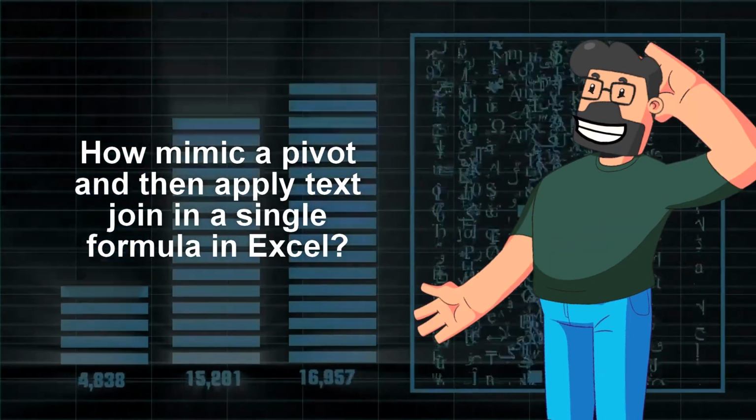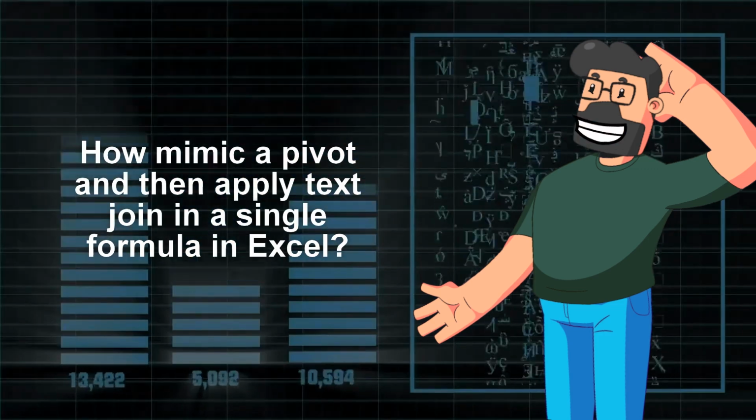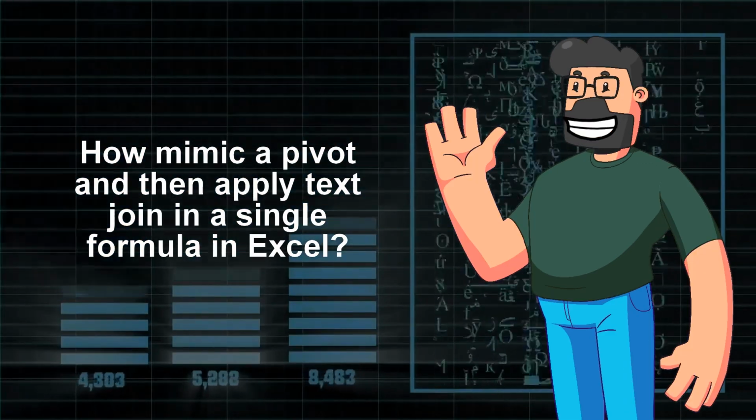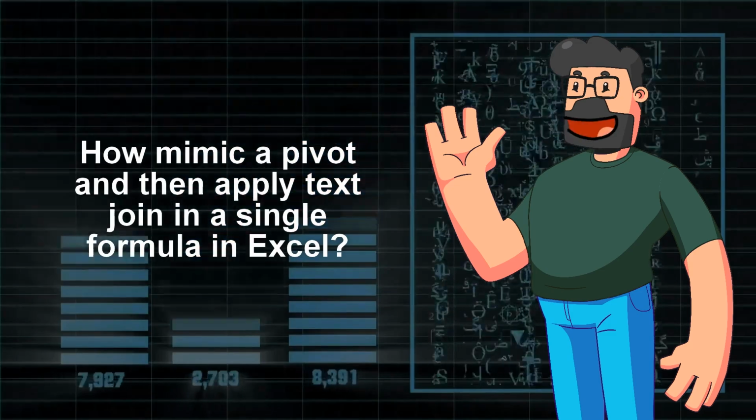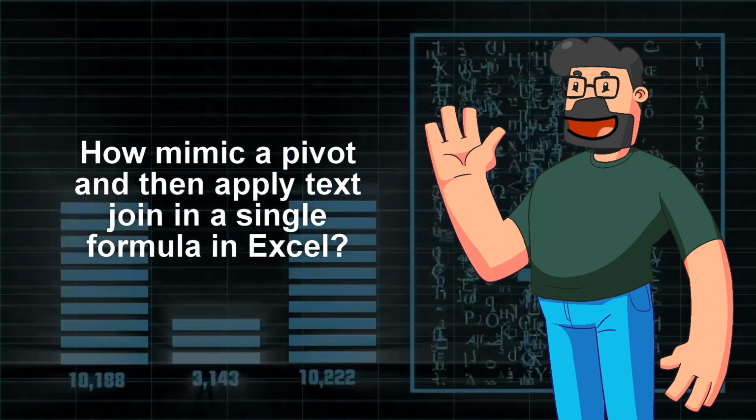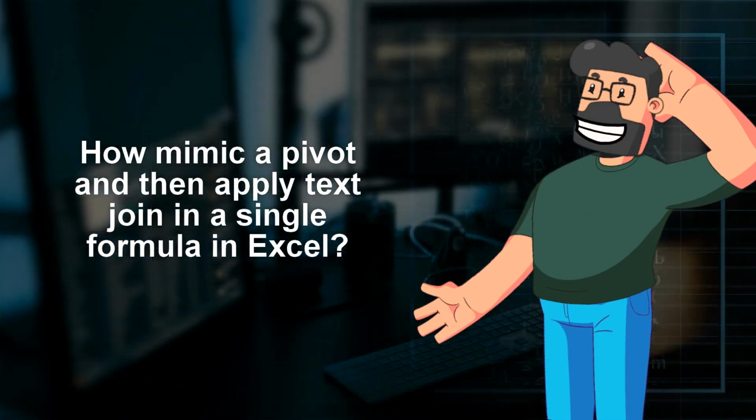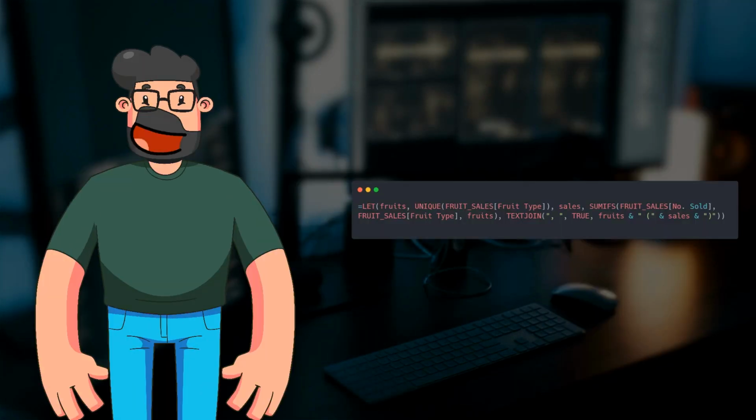Picture this. You have a table filled with various values and categories, and need to calculate the total sum for each category and display it neatly. Sounds like a typical problem, right? So, let's talk about the solution.